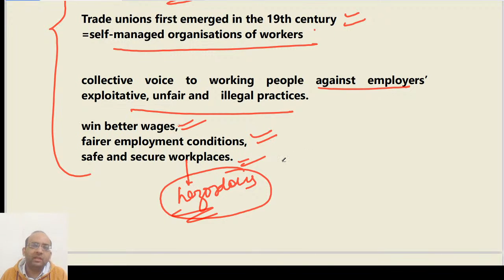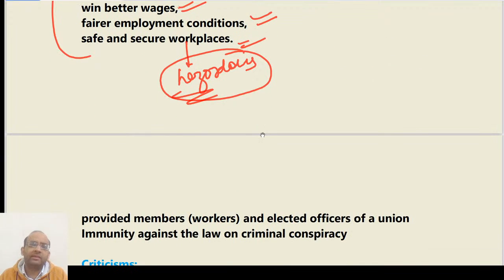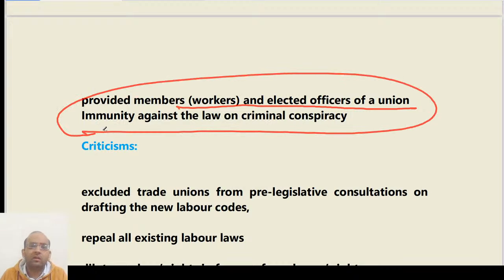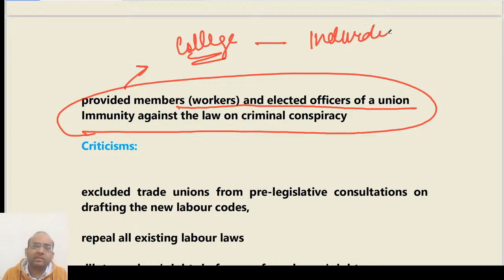These machines are prone to accidents, and workers may fall into them and suffer injuries or even death. And it provided members and elected officers of the union immunity against the law on criminal conspiracy. What does it mean? Suppose in your college days or school days, if you bunk the class individually, the next day you would be caught by the teacher or professor and he would impose heavy punishment on you, maybe a fine, maybe calling your parents, etc.